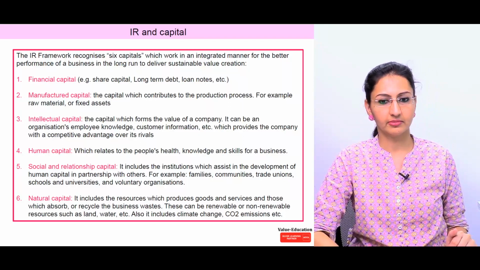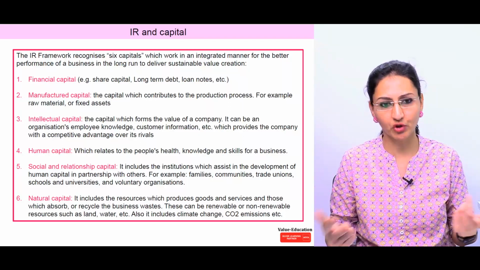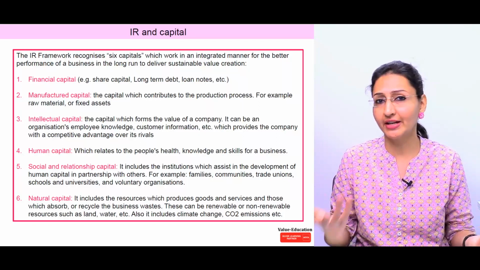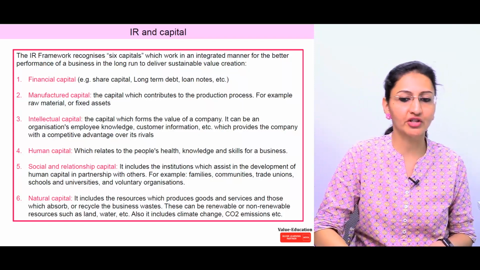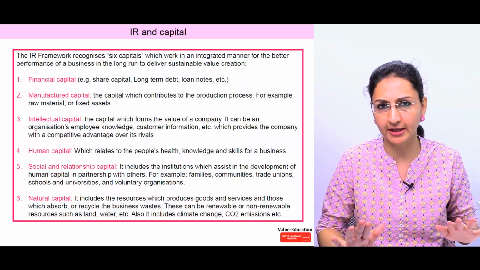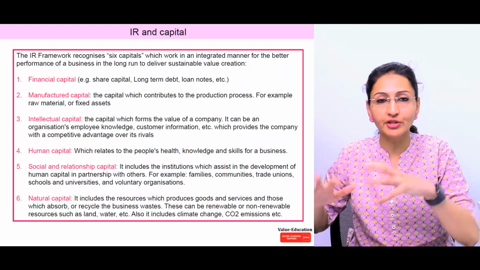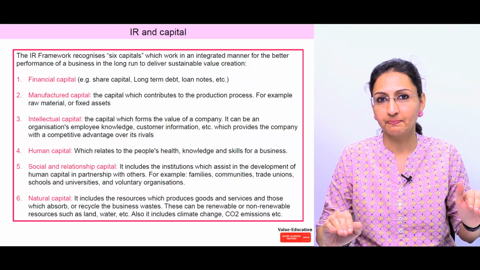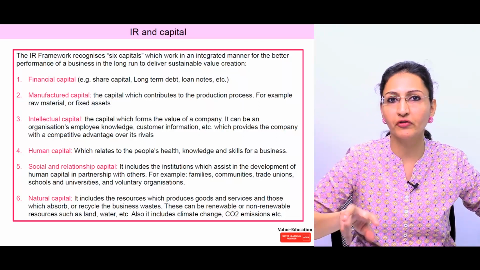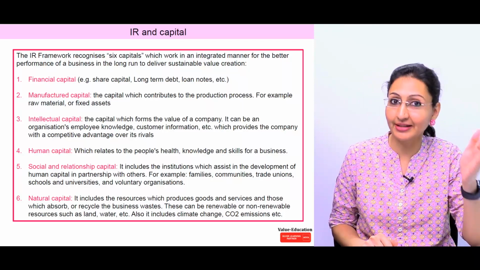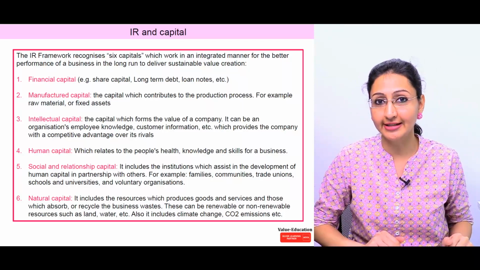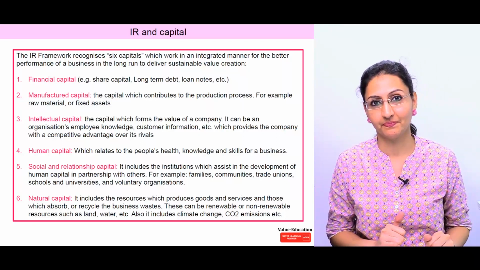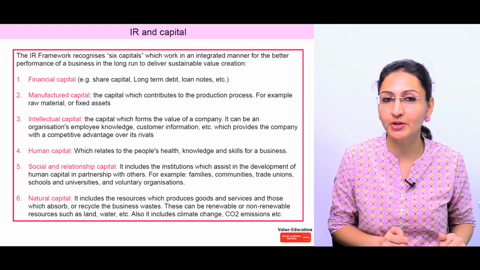Financial capital, capital which is in numbers, finances, your share capital, preference share capital, loan notes, your debt. These are all financial capital. Then manufactured capital. Manufactured capital is simply that which is contributing to the production process. In simple words, manufactured capital is that which is contributing to manufacture. It can be direct manufacture, like raw material. It can be indirectly assisting the manufacture, meaning non-current assets, plant and machinery. It is contributing in the production process.